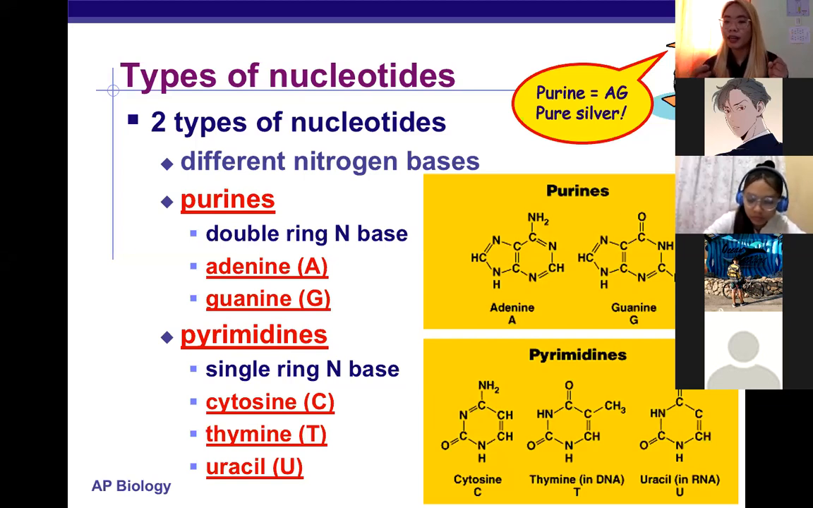Okay? Ang magka-partner lagi is the purine and the pyrimidine. So specifically, ang magka-partner is adenine at saka thymine for DNA. For RNA, it will become adenine and uracil. Tapos pagdating naman dun sa isang partner, it will become the guanine and the cytosine. Okay?